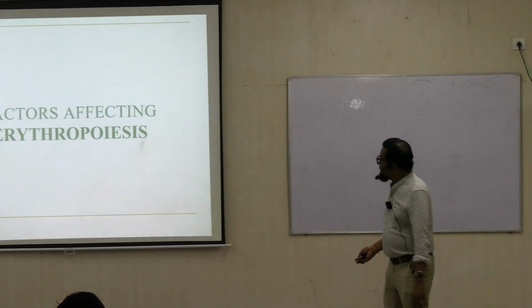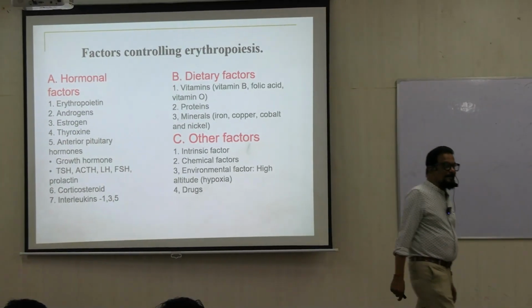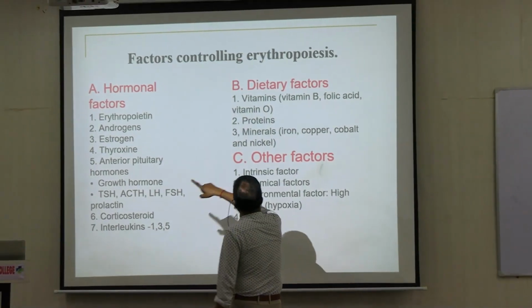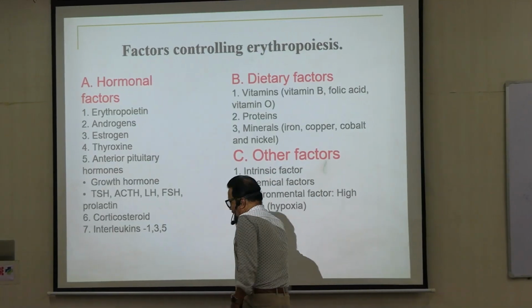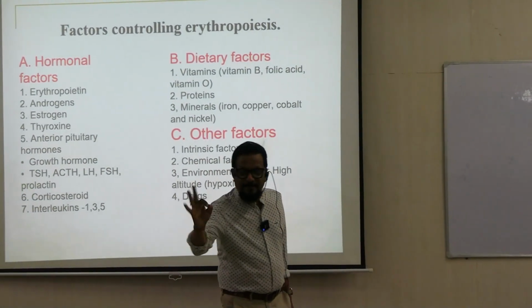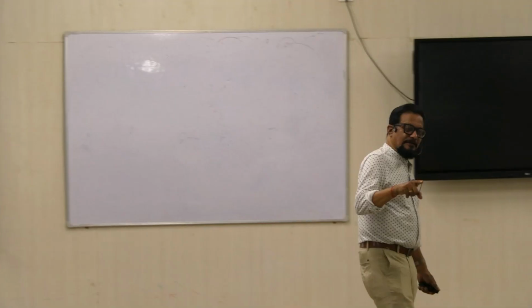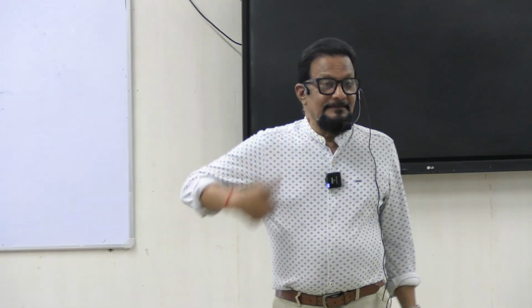Now the factors. The factors will be divided into three main classes. Only 15 minutes, I have to cover it first. One is hormonal factors, then the dietary factors, then other factors. Among the hormonal factors, most important, as I said, is erythropoietin. Where is it secreted? Mainly in the kidney. It is also formed to some extent in the liver, and very little from the brain. Evidence has proved that the uterus can produce it to some extent, very little. But these are not significant. So significant is kidney.